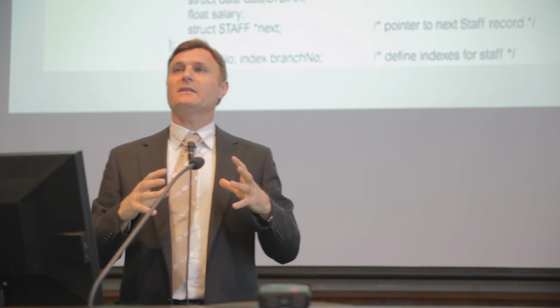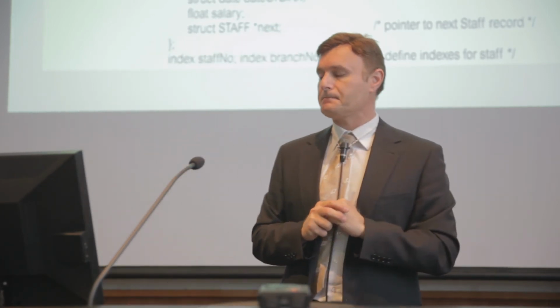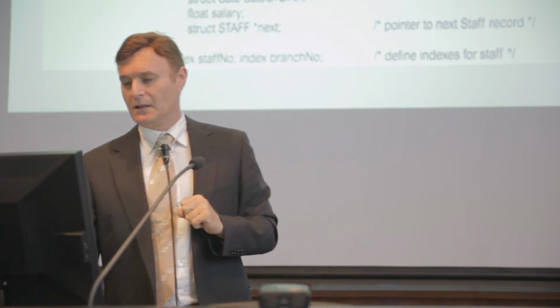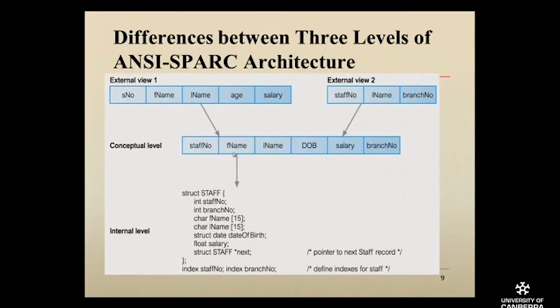imagine you have a database that's already in existence, and in your database, you store the staff number, first name, last name, date of birth, the wages, and the branch number of the branch in which the staff works. So this is the details of your staff that are stored in a table in a database. And different users on the top level require different data.